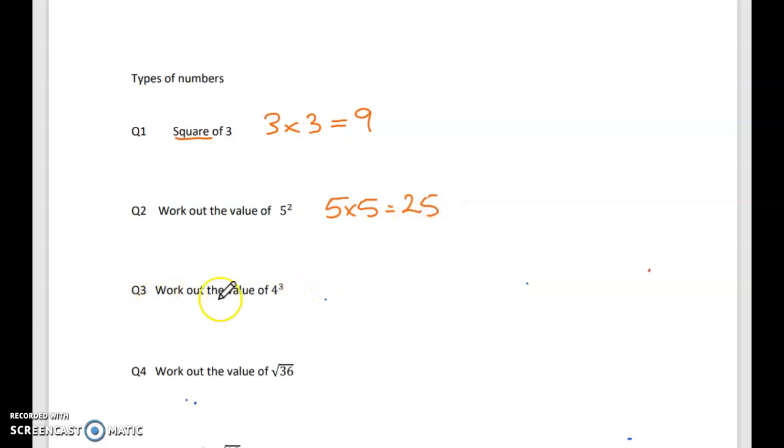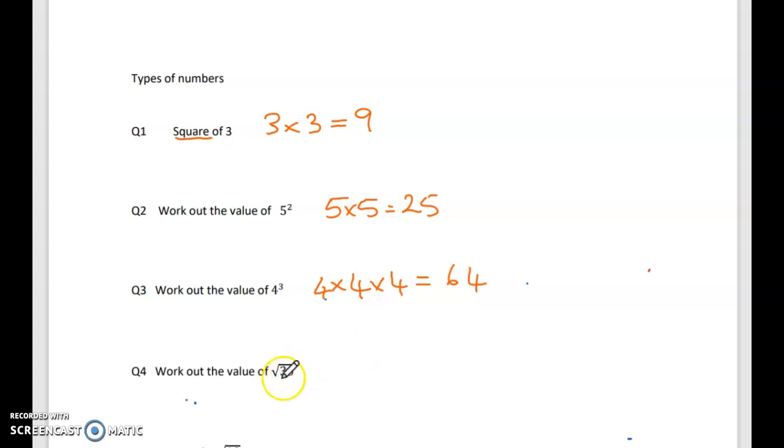Okay, so we can move on to this number here, which is cubed. It's got a 3 in the air, unlike this one here that had a 2. So this means it wants you to multiply the base number, which is 4, 3 times. So 4 times 4 is 16, and 16 times 4 is 64. So you do it 2 at a time.